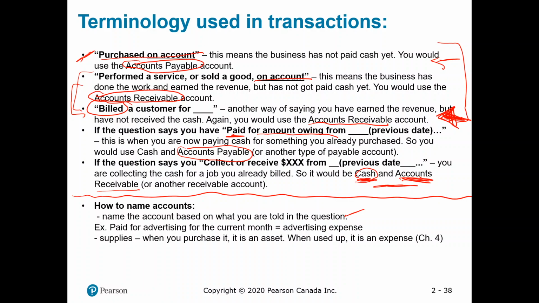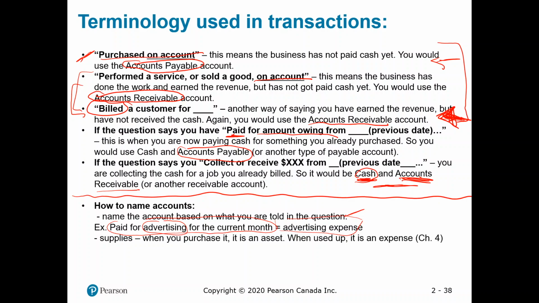So the example I gave here says that you paid for advertising for the current month. That could be what the question says. Well, you're paying for advertising, so that would be advertising expense. Maybe, as in the earlier videos, you purchased inventory with cash. Well, that will be the inventory account. If you paid for utilities for the current month, that would be utilities expense. So just name it based on what the information says in the question.